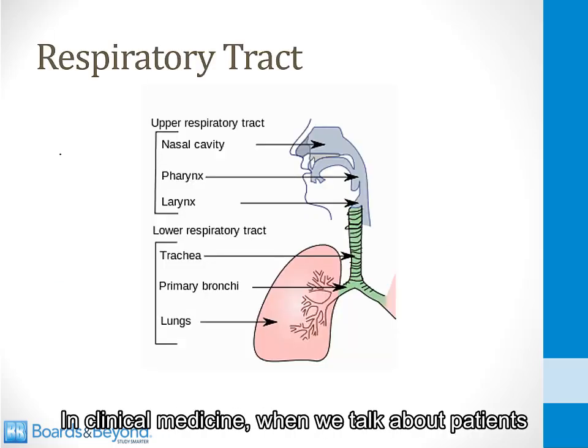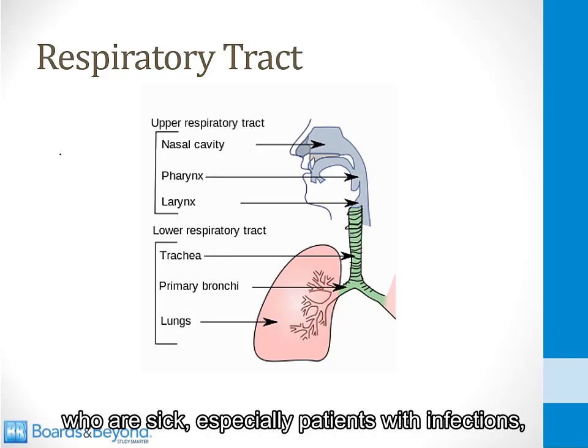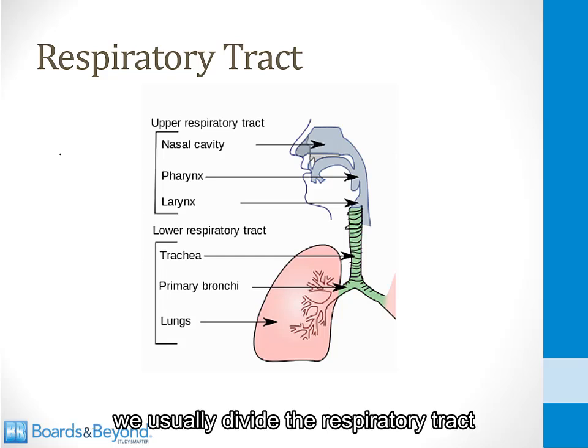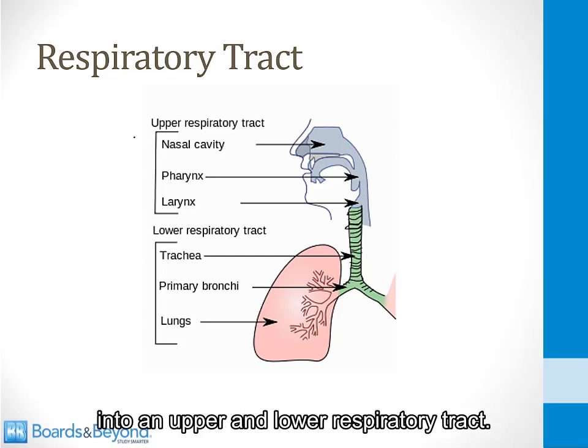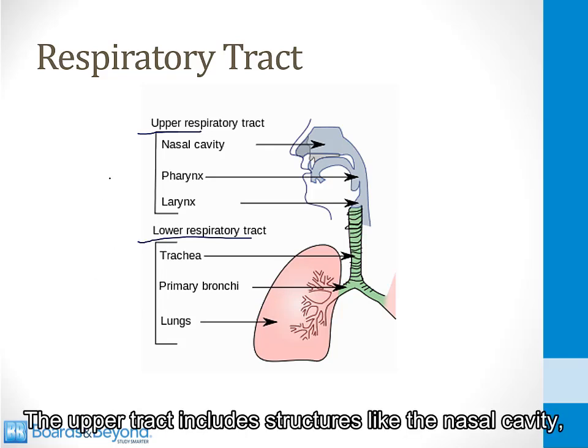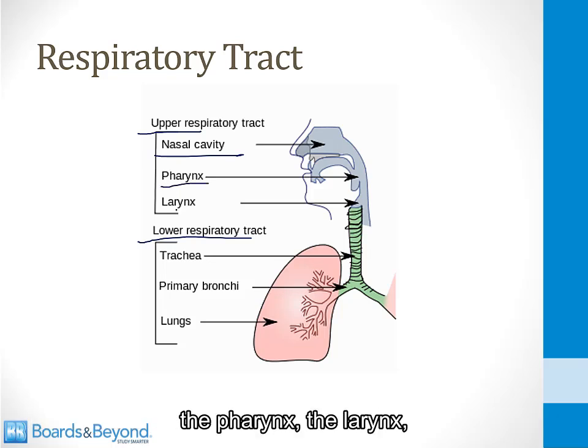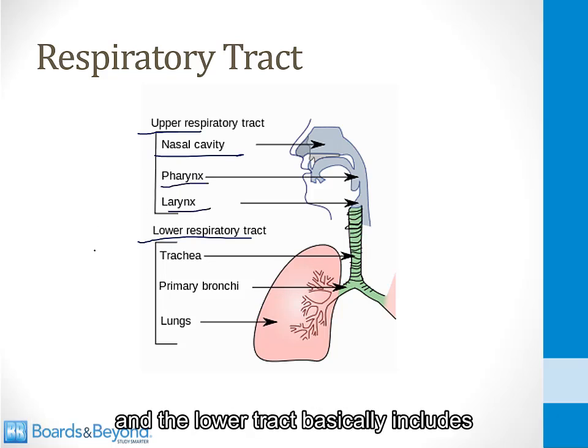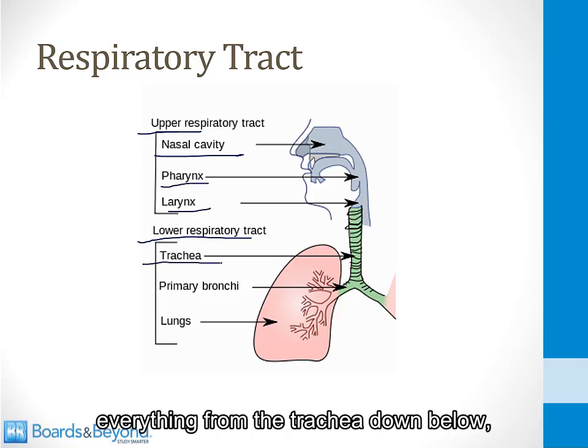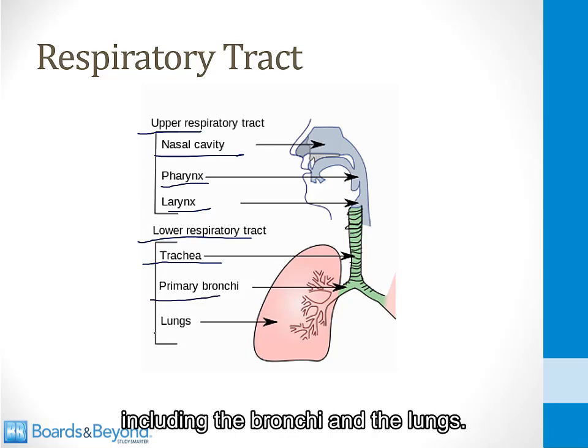In clinical medicine, when we talk about patients who are sick, especially patients with infections, we usually divide the respiratory tract into an upper and lower respiratory tract. The upper tract includes structures like the nasal cavity, the pharynx, the larynx, and the lower tract basically includes everything from the trachea down below, including the bronchi and the lungs.